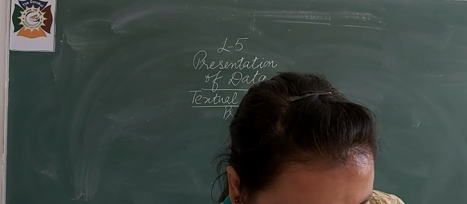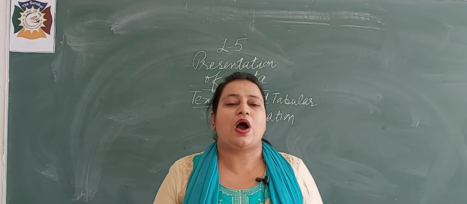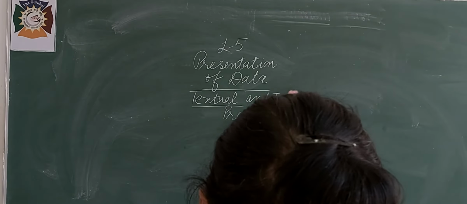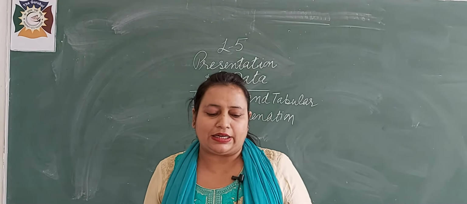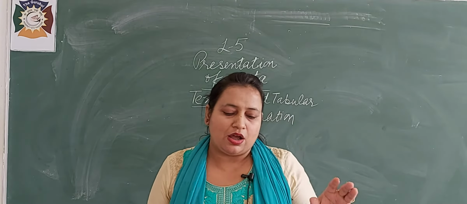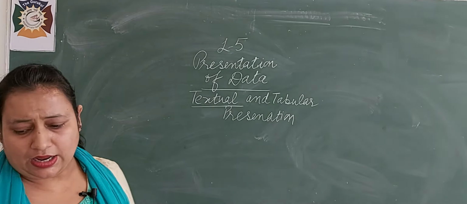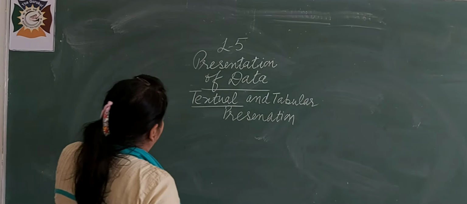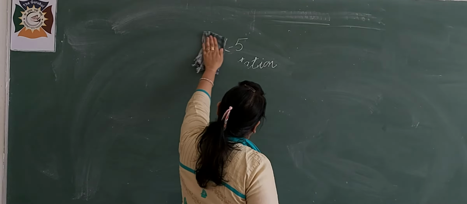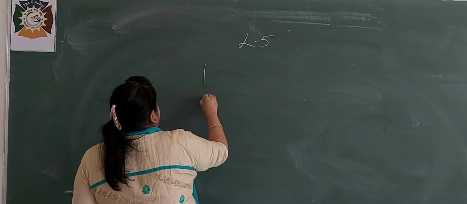Second is tabular presentation. What do you mean by tabular presentation? When you show the data in the form of column and row, that is known as tabular presentation. Firstly, I will make one table before you, then I will tell you everything about it. After that I will tell you the components of a table. Like this.